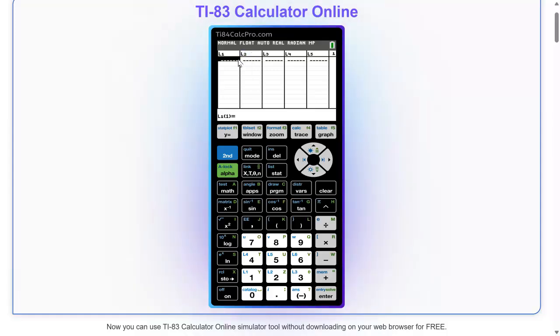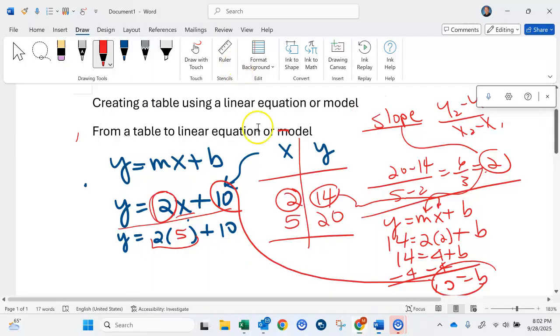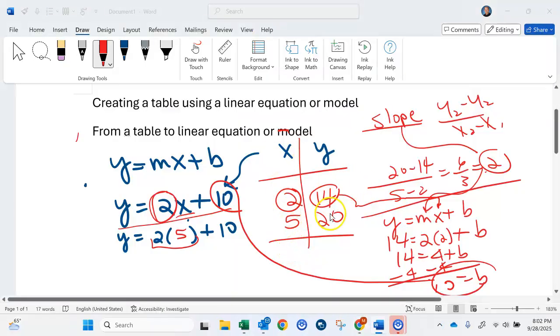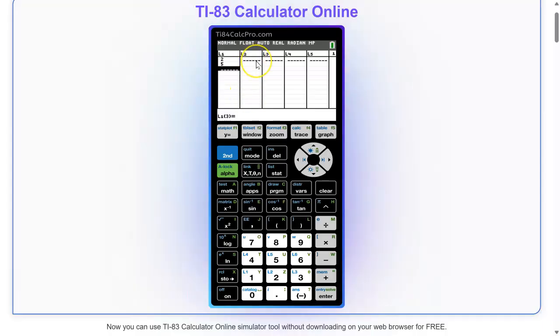So now we're ready to enter in the data. Or again, remember, L1 is like the X. So the X values are 2 and 5. So let me go back to 2, enter, 5, enter. And the Y values are 14 and 20. So we're going to go to this other column, use my arrow key. I'm going to go 14, enter, 20, enter. Okay, good. So those two data values are there. Usually there's going to be a lot more data, right? But I'm just giving you an example.